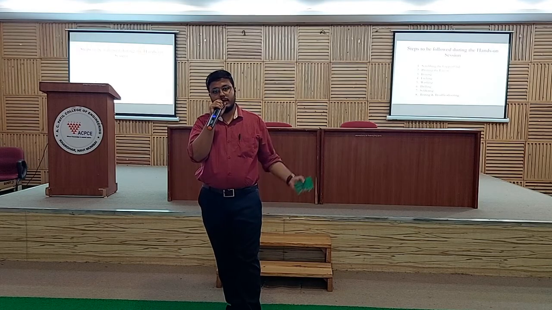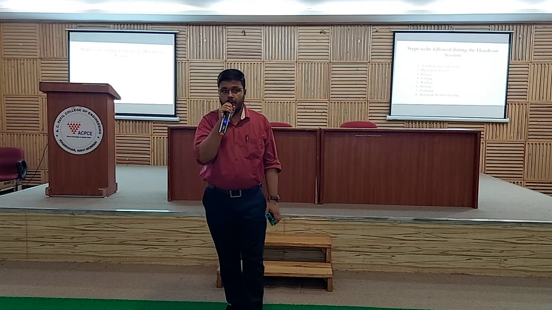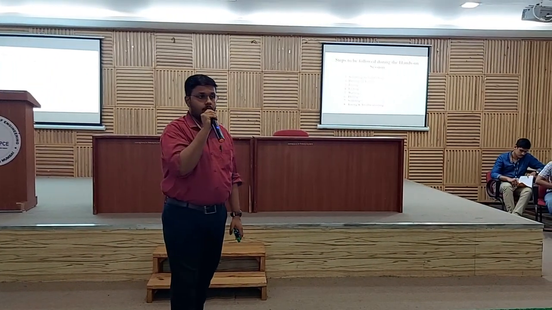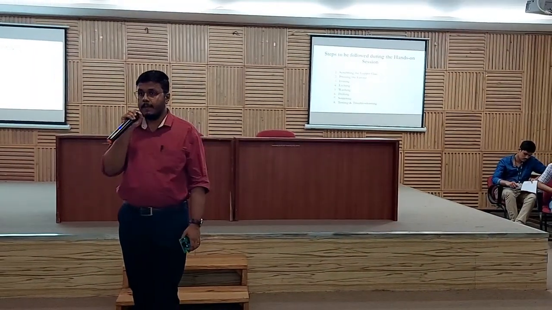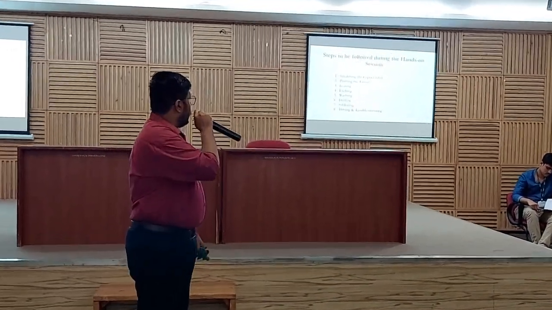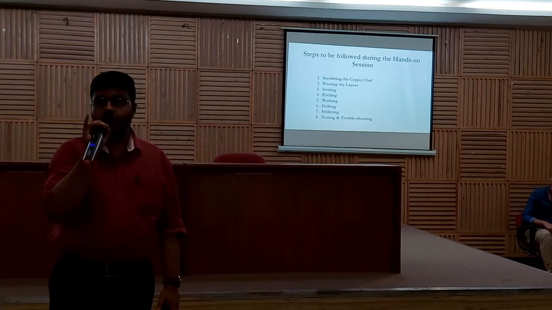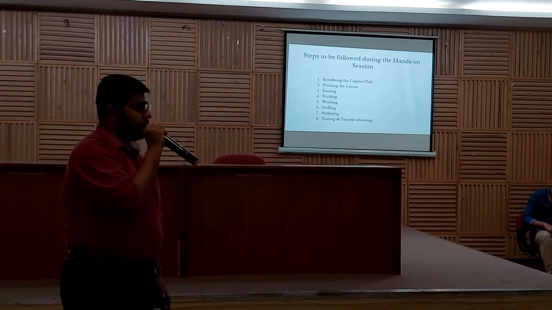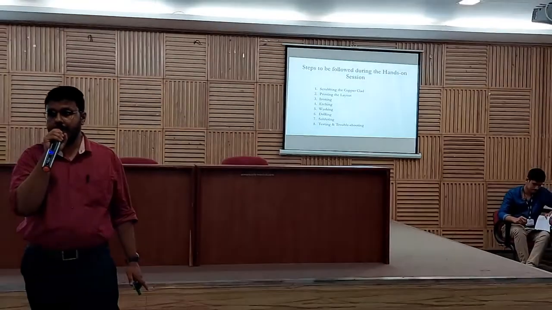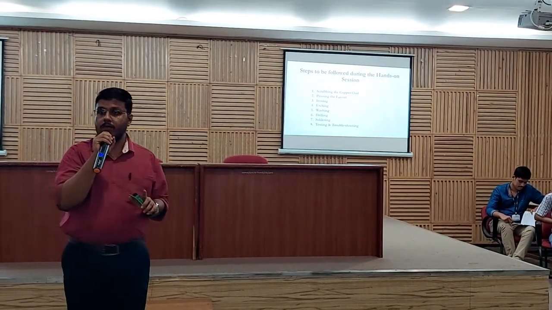This was all about the industrial usage of machines. Today, what we are going to learn, or what we are going to do, this is the outline for that session. Okay. So you will all be provided with components and copper clad, right? First, you need to scrub that copper clad by using normal water and a scrubber, anything. Then we will move on to printing the layout. Printouts have already been taken, so you don't need to do that.